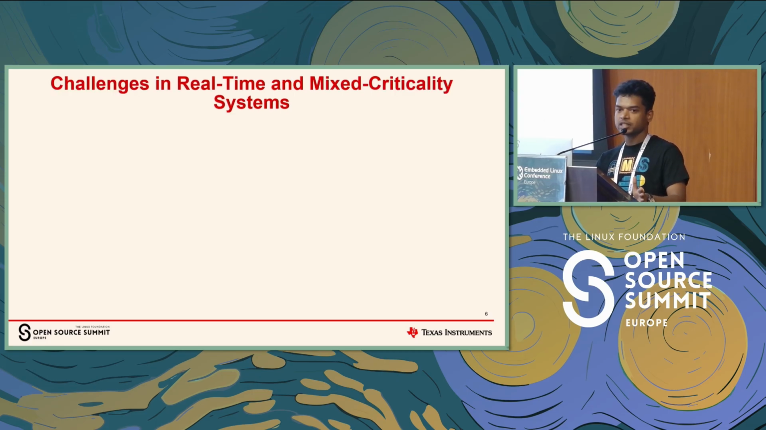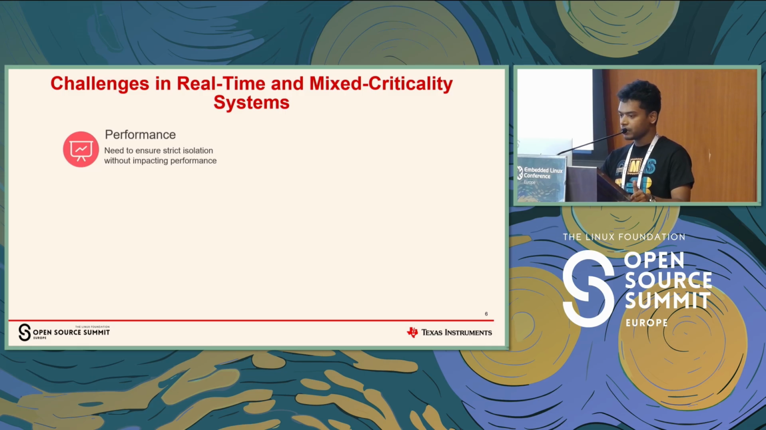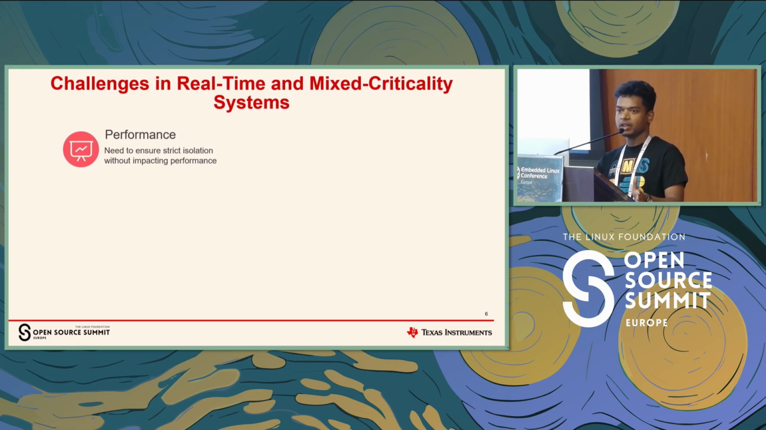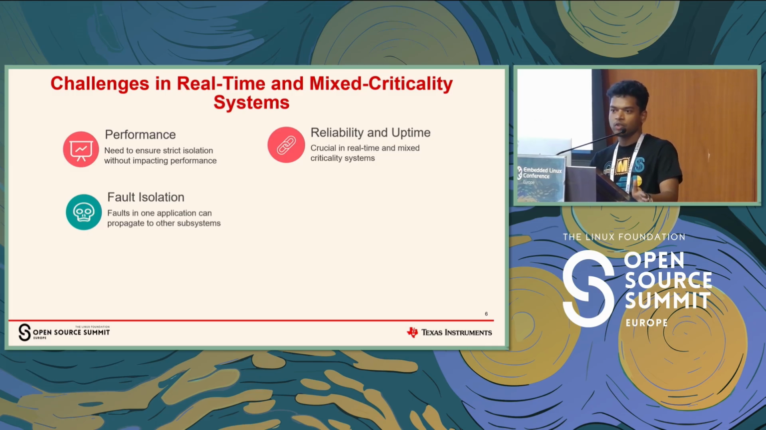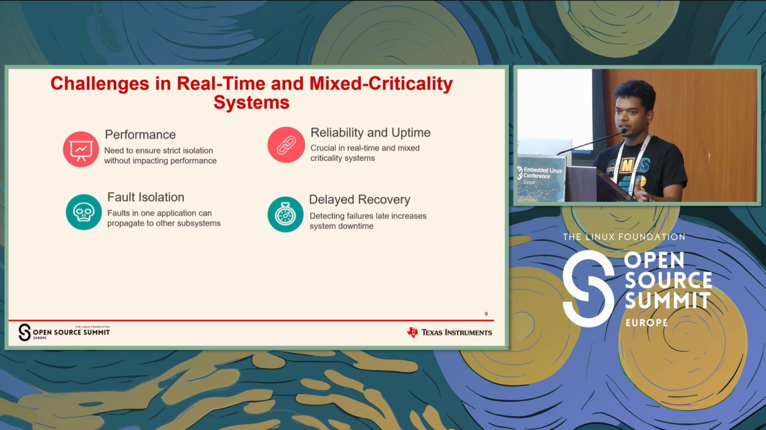So what are the challenges in mixed critical systems? First is performance. Whatever solution you are using for your system, it should be low overhead. Second is reliability and uptime. Obviously, your system should be reliable and your uptime should be high. Fault isolation, where you don't want a fault from one subsystem to progress to another subsystem. Delayed recovery, which could cause a loss of data, maybe loss of life, and this is actually a very big problem.